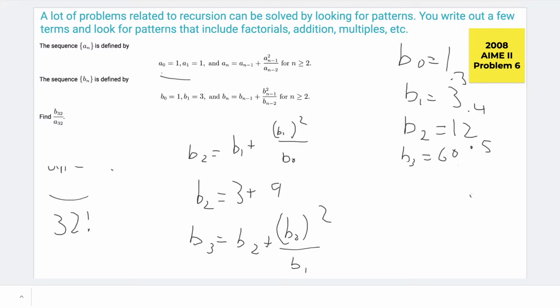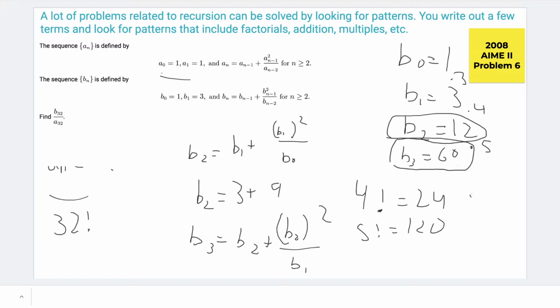Sometimes in these problems you have to go very deep. We need to compare this to factorials. 4 factorial is 24, and that seems to be double b of 2. Now let's look at 5 factorial. 5 factorial is 120, which is double the b of 3 term. That means we have found the pattern.